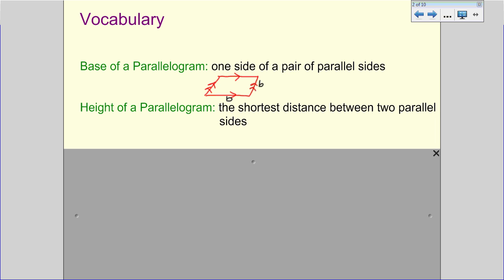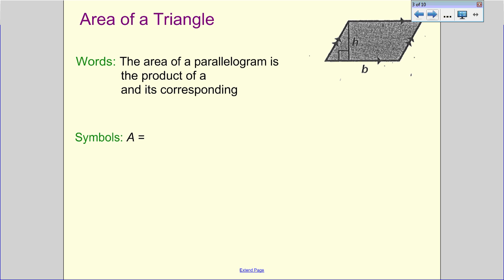So the height is the shortest distance between two parallel sides, which means it's going to be a perpendicular line. All right, so in this case, when they draw this in and put the height here, I know that this is the height and this is the base that I'm going to use. So it just depends on where the height is drawn in. So let's take a look at some of these and see what we can do.